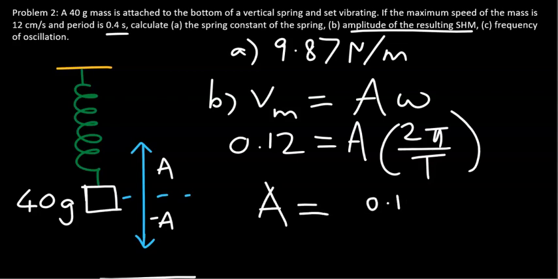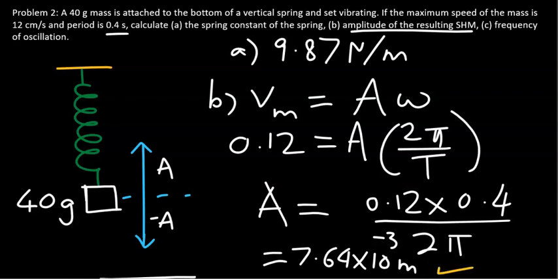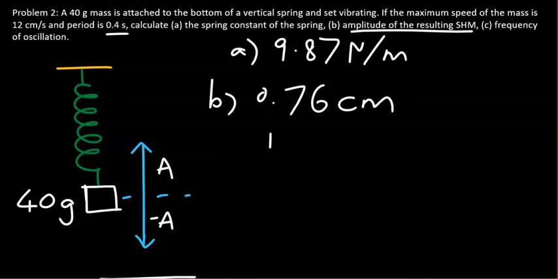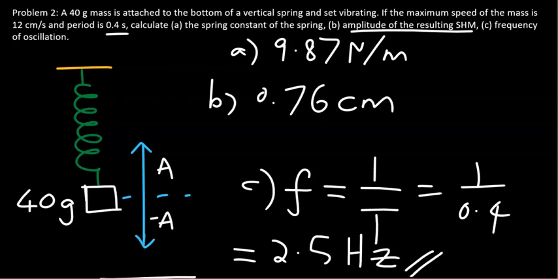The amplitude is 0.12 times 0.4 seconds, that is T, divided by 2 pi. And you will get 7.64 times 10 to the power minus 3 meters, or quite simply 0.76 centimeters. And that is part B. Part C, the frequency of oscillation. So we are referring to the linear frequency, and it's defined as the inverse of the period. Since the period is 0.4 seconds, the linear frequency turns out to be 2.5 Hertz. And that solves the problem.